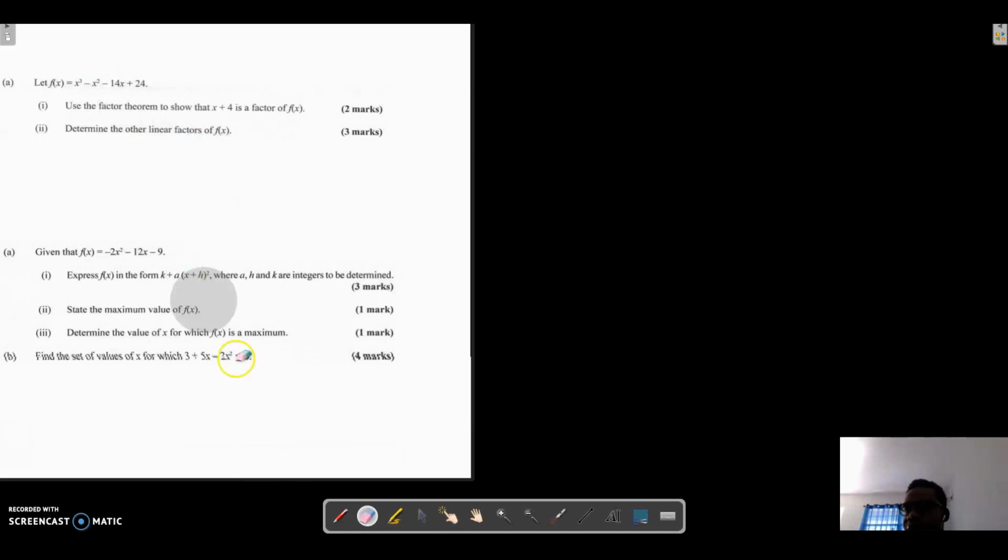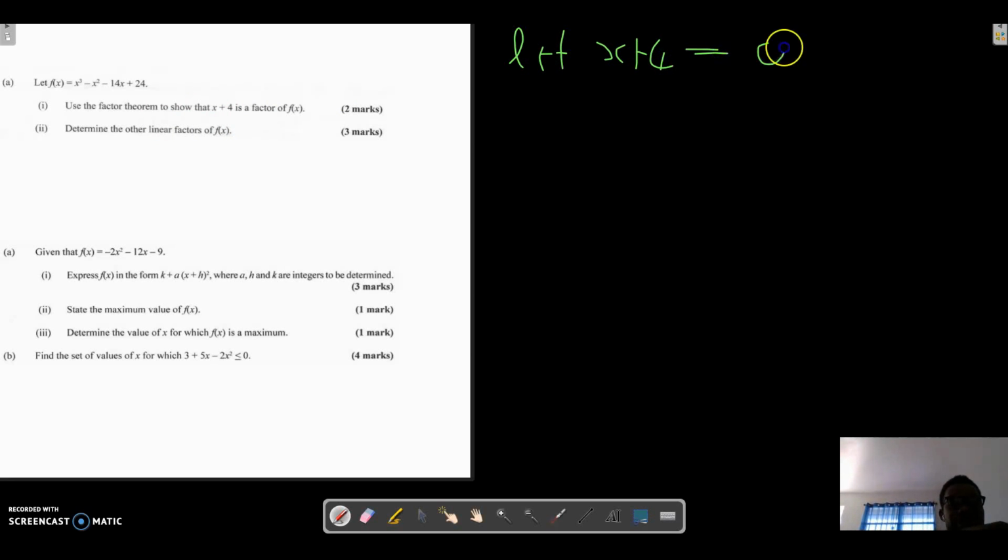And we now move on to the next question that says, let f of x equal x cubed minus x squared minus 14x plus 24. Use the factor theorem to show that x plus 4 is a factor of f of x. So at this point, the statements we write become very important. So we're going to start by saying let x plus 4 equal 0. Now if x plus 4 is a factor, x equal negative 4 is a root.